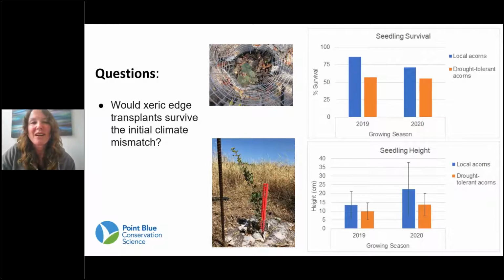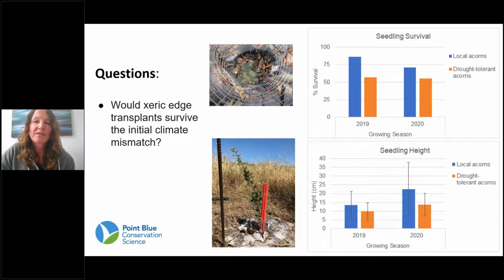So one of our questions was, of course, a straightforward question. Would these xeric edge transplants survive the initial climate mismatch when we planted them into their dispersed field gene bank? So we monitored here, to answer that question, survival and growth. And a key takeaway is that it's encouraging. The results were encouraging. You can see in red the drought tolerant or the xeric edge oaks, and in blue are the local acorns and how they survived.